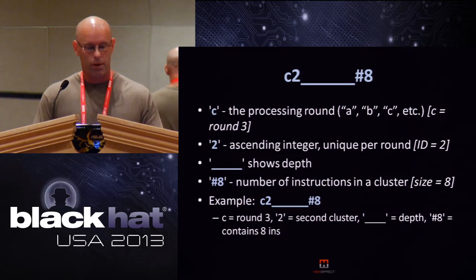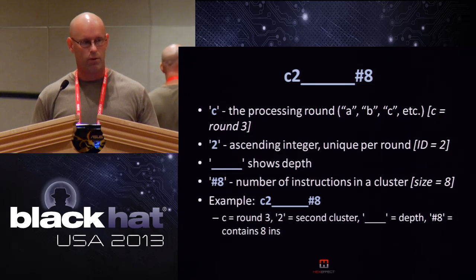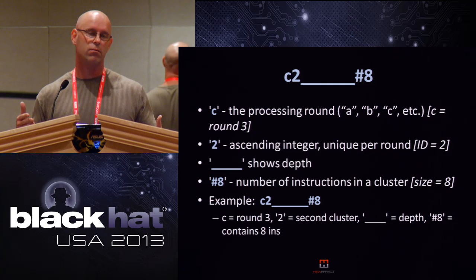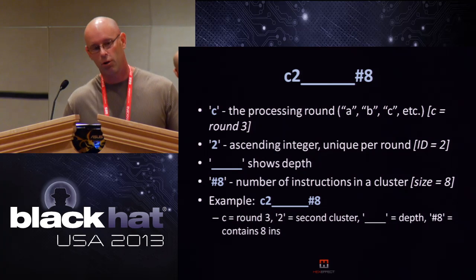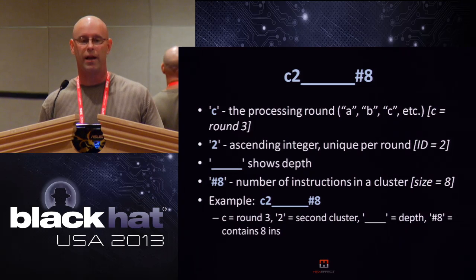The depth is a visual clue when you look at the final results. What I wanted to show was not depth in rounds, but depth in how many instructions are under one cluster. That will make more sense when I show you CodeVirtualizer or VMProtect. And 8 represents how many instructions make up this particular cluster. So we're on round 3, this is the second cluster in round 3, and it has 8 instructions in that cluster.